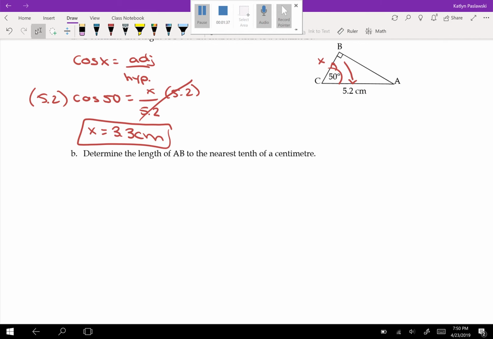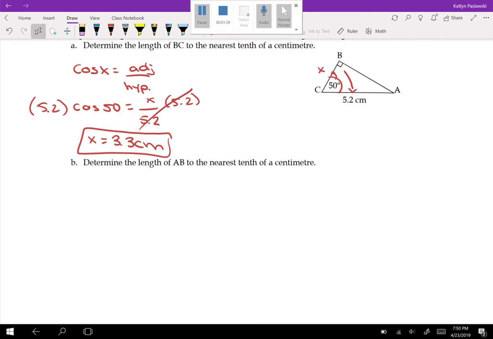Now it is asking us to determine the length of AB. So I'm going to call this value y. In this case, I am given the hypotenuse. I'm going to solve for the opposite length, so I'm going to use the sine ratio. So sine theta is equal to opposite over hypotenuse.